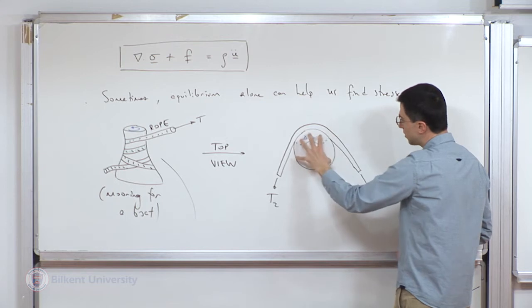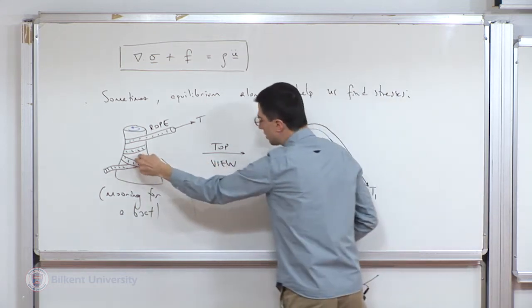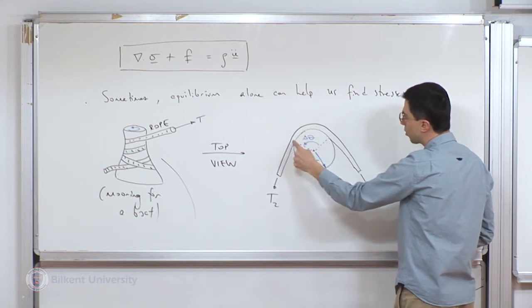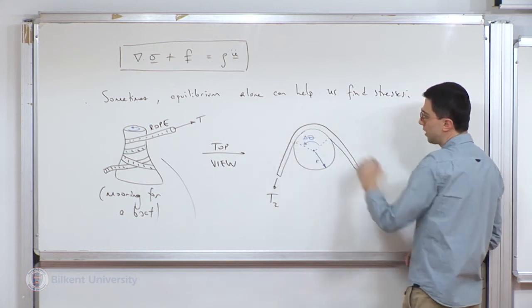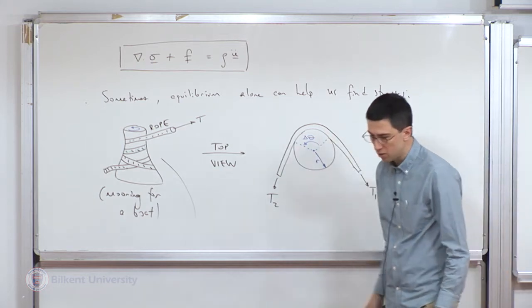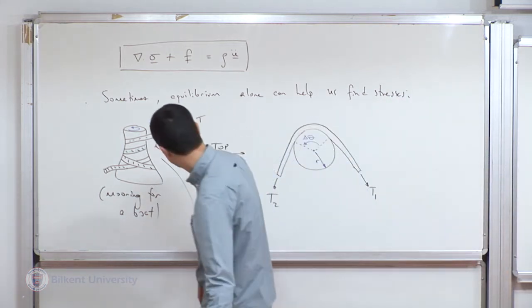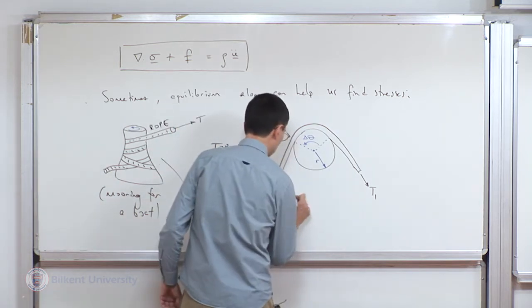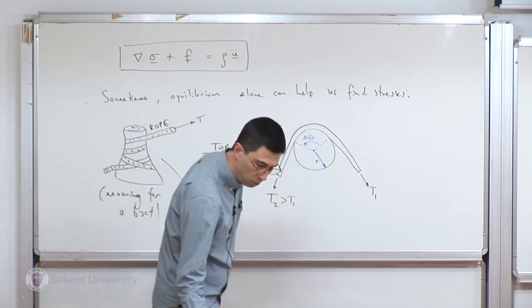And it contacts the support at a certain angle. And I'm just looking at a portion that contacts that support through an angle delta theta. And the tension here is T1, and there it's T2. Okay? And I'm going to assume that T2 is greater than T1.